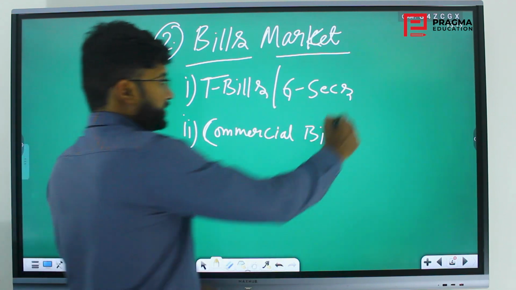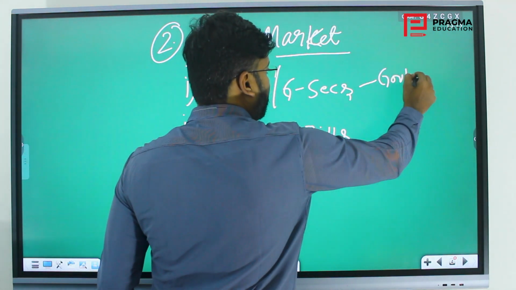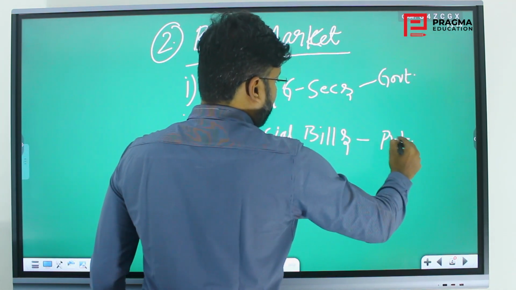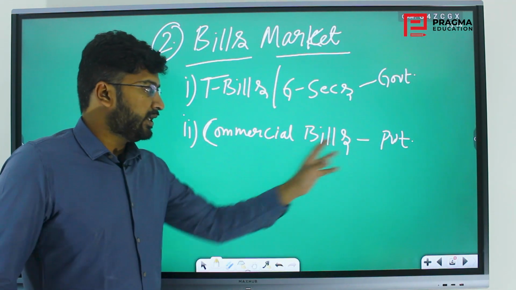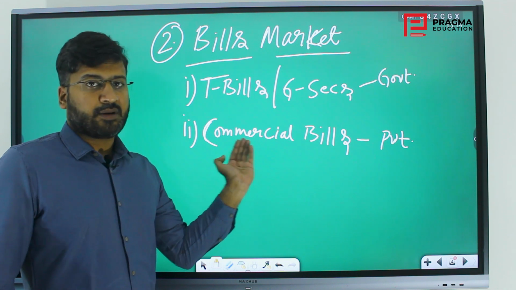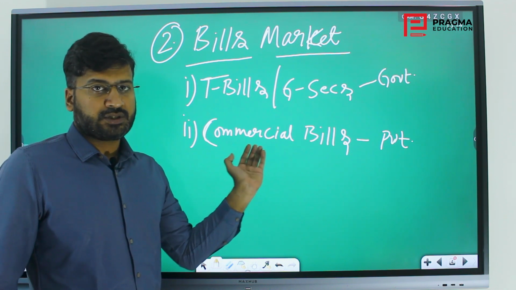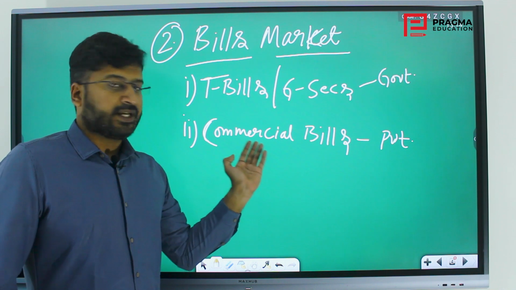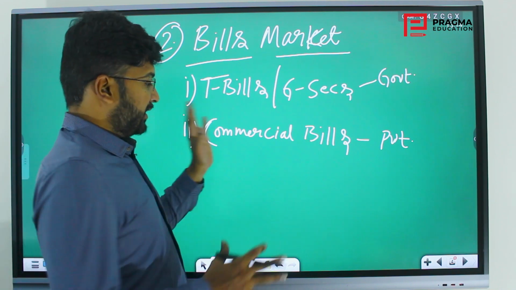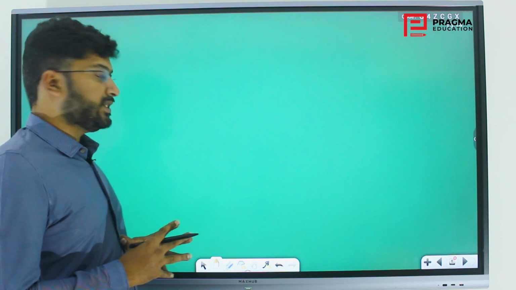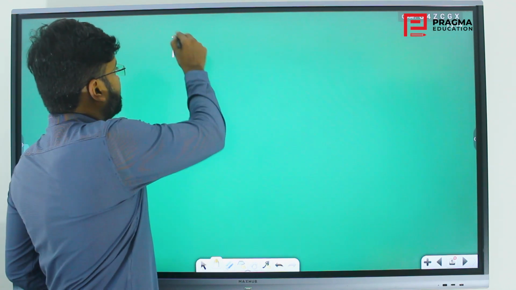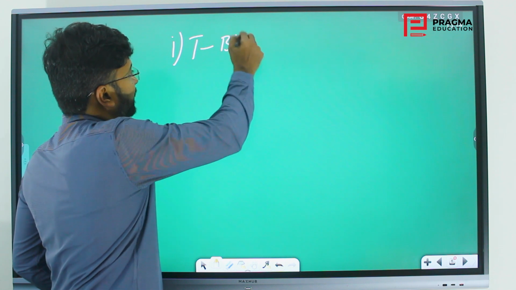T-bills or government securities are issued by government. Commercial bills are issued by private companies or any other individuals or companies, because it is commercial. There will be a trading of goods in between that creates the value for this bill. We'll exactly look at what these bills are and how they can be utilized on a day-to-day basis in the financial markets. So let us take T-bill.